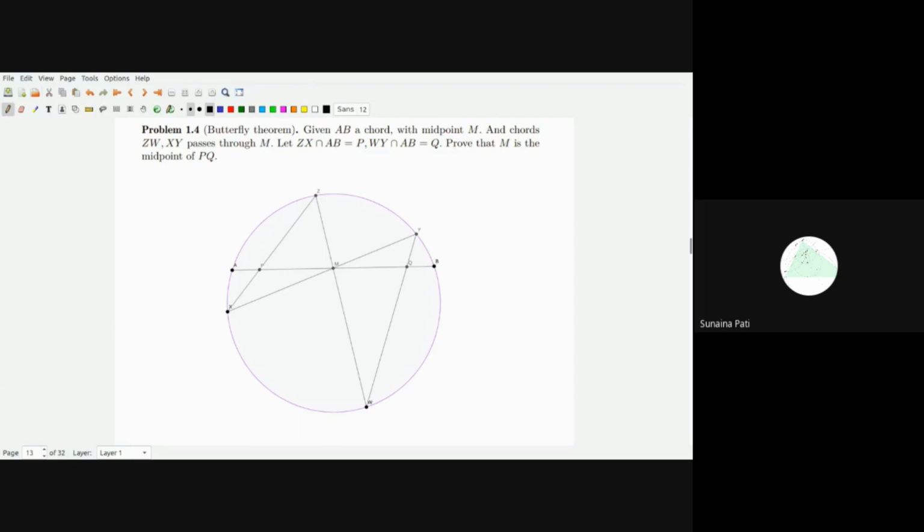I'll give 10 minutes so that you guys can think about it, and I'll give the first hint at 8:15. By the way, how many of you have seen the proof of the butterfly theorem, either the synthetic or the projective? Either one works.